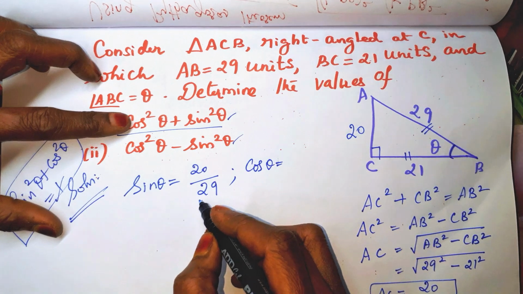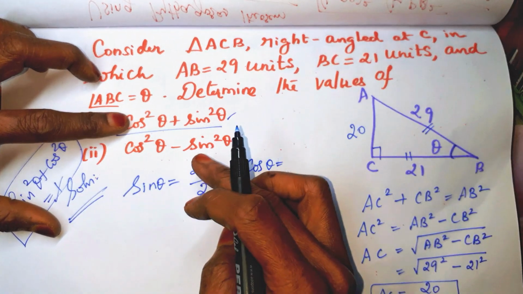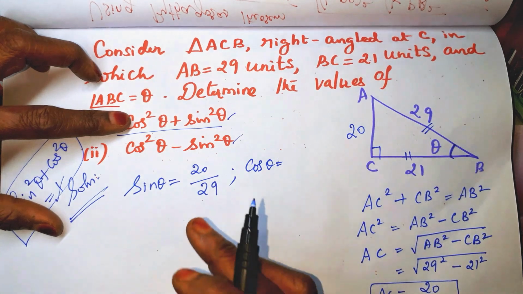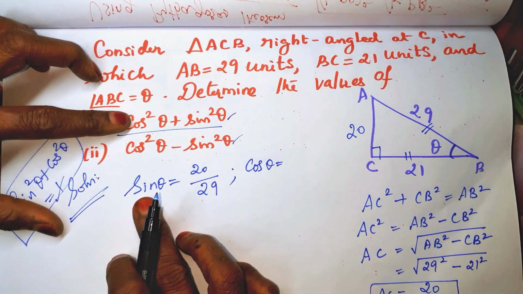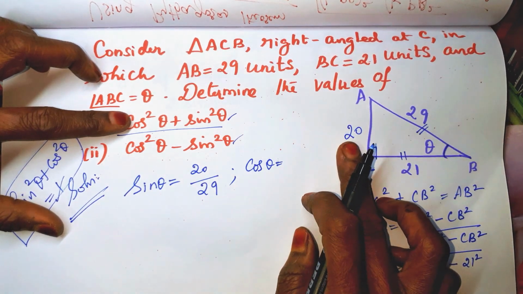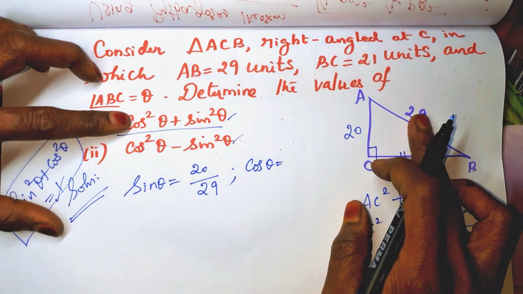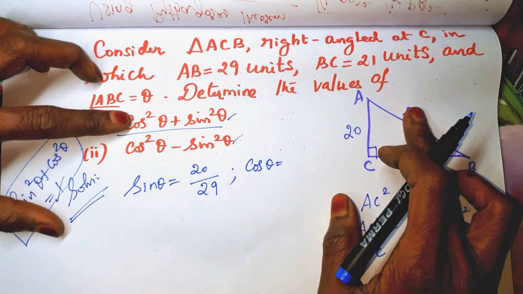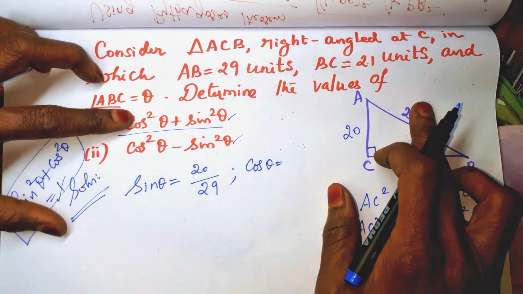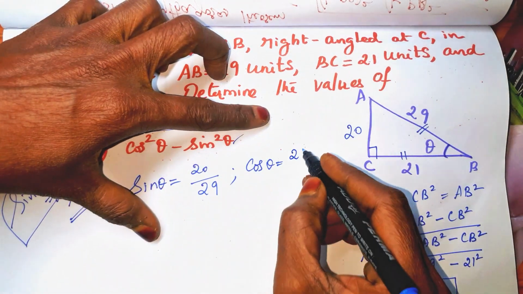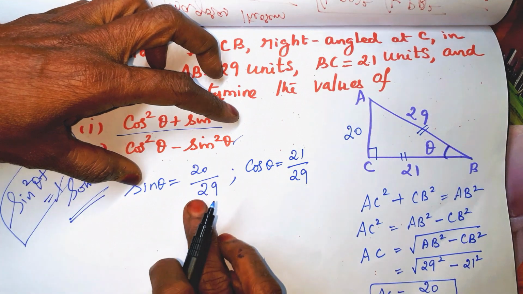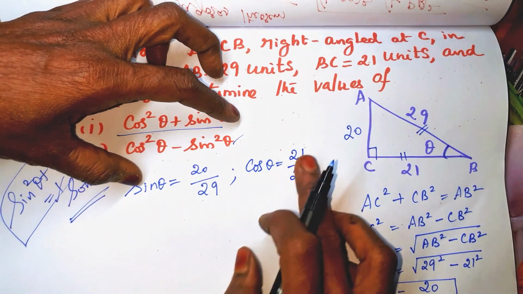What did I say? Sin theta is equal to opposite side by hypotenuse. I'm sorry, I said the formula wrongly. Sine theta is equal to opposite side by hypotenuse. So 20 is the opposite side and hypotenuse is 29, so 20 by 29. Cos theta is equal to adjacent side by hypotenuse, so 21 by 29. So sine theta is equal to 20 by 29 and cos theta is equal to 21 by 29.